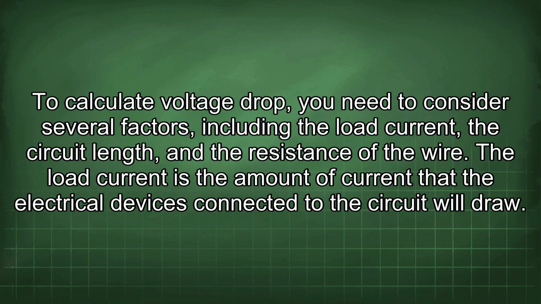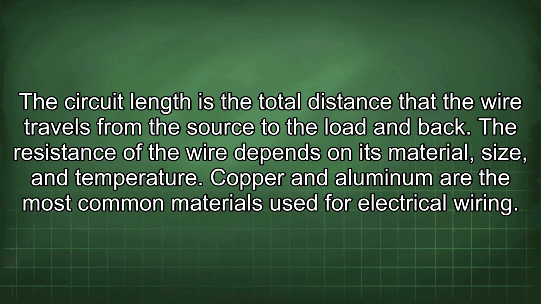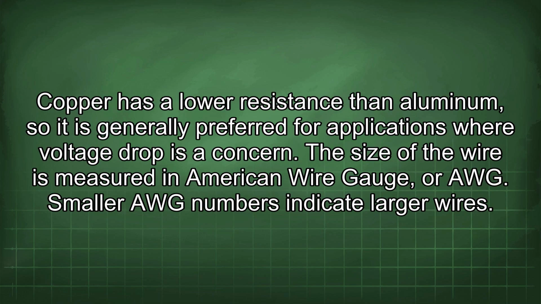To calculate voltage drop, you need to consider several factors, including the load current, the circuit length, and the resistance of the wire. The load current is the amount of current that the electrical devices connected to the circuit will draw. The circuit length is the total distance that the wire travels from the source to the load and back. The resistance of the wire depends on its material, size, and temperature. Copper and aluminum are the most common materials used for electrical wiring. Copper has a lower resistance than aluminum, so it is generally preferred for applications where voltage drop is a concern.